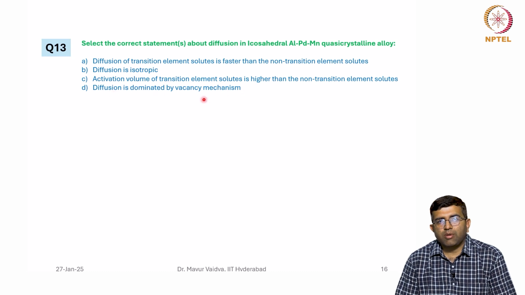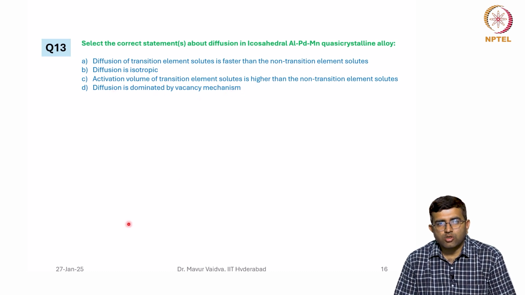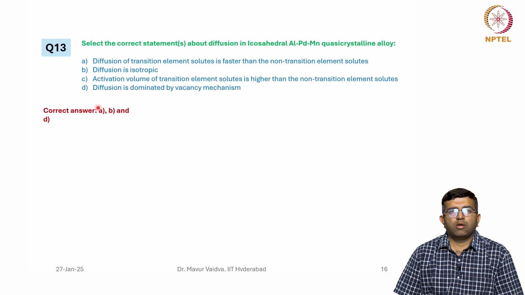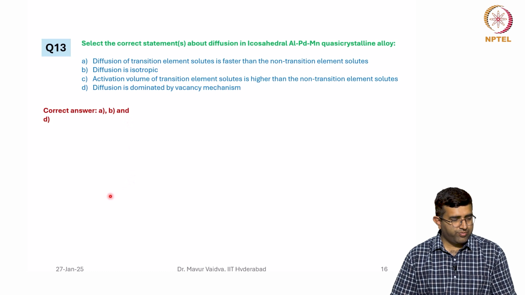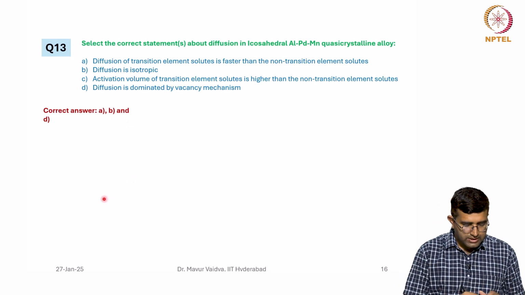Diffusion is dominated by vacancy mechanism. This is again true. So, this was written by mistake here. The correct option should be B and D. So, maybe I will just cancel it.